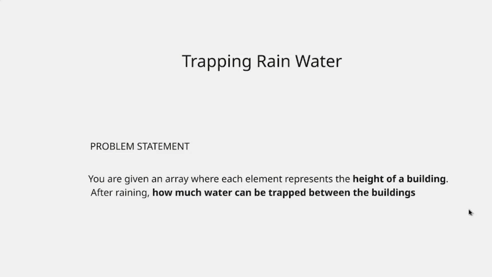Let me first give you a quick overview of the problem. You are given an array where each element represents the height of a building. After raining, how much water can be trapped between the buildings? Our task is to calculate the total amount of trapped rainwater. There is a condition: water can be trapped only if there are taller buildings on both sides. If the building is shorter, can we trap the water in between the buildings?